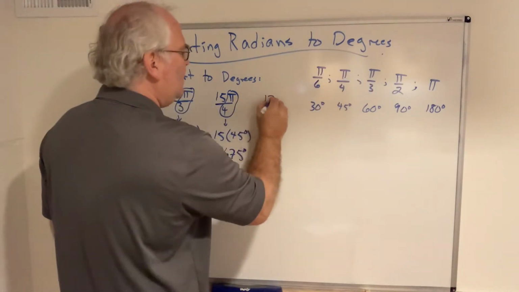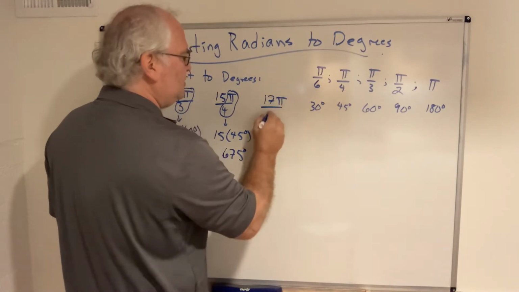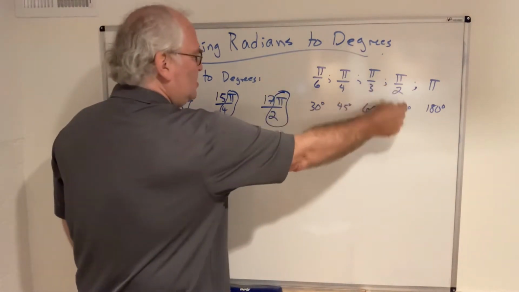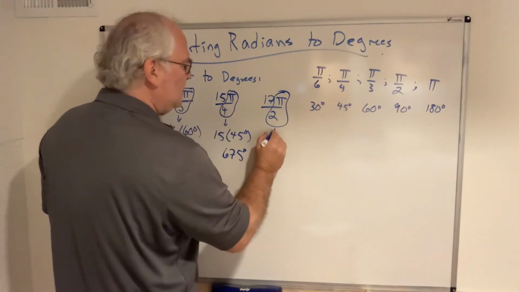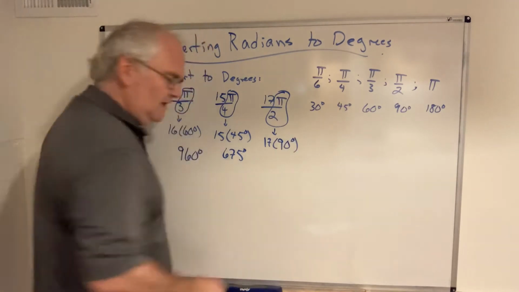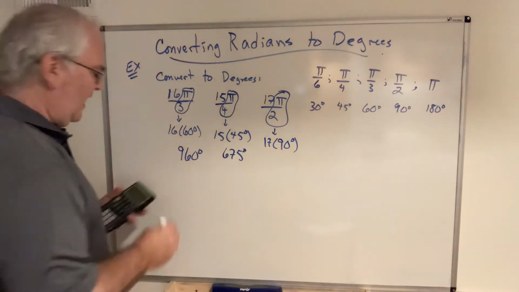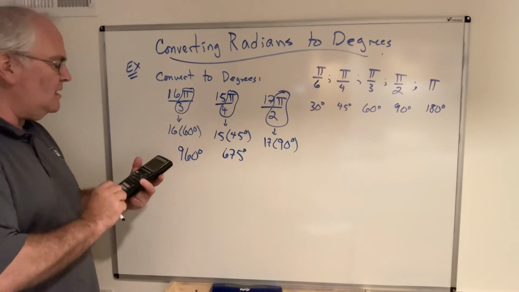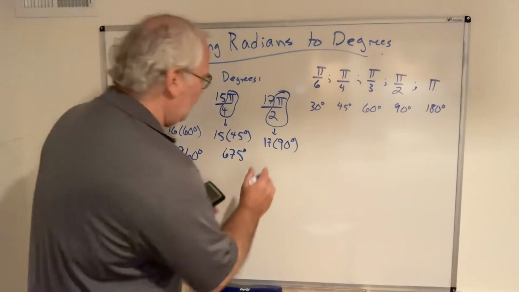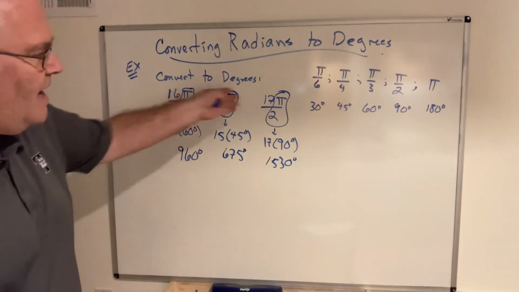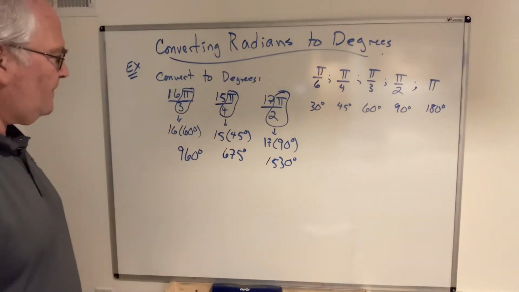So if I wanted to have 17 pi over 2, I know this much because that pi over 2 is 90. So this corresponds to 17 times 90 degrees. And so that corresponds to 90 times 17, which is 1,530 degrees. So this works for any multiple of any one of these.